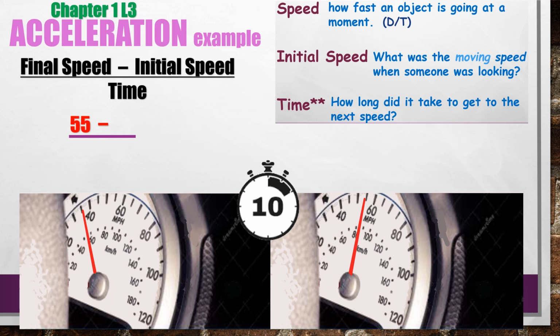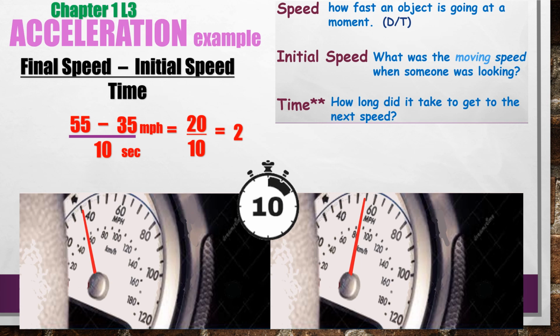So when I set up my math problem, I know that my final speed was 55 because I got up to the speed limit. I started out at 35 because I had to slow down at the red light. And when I looked at my clock, it took about 10 seconds. So then I just simply do my math. Order of operations tells me to do 55 minus 35 first, and that's going to give me 20 on top. I keep my 10 at the bottom. So now I have 20 miles per hour per 10 seconds. But I need to divide because I can't keep it that way. So I would just divide and I would see that 10 goes into 20 two times.